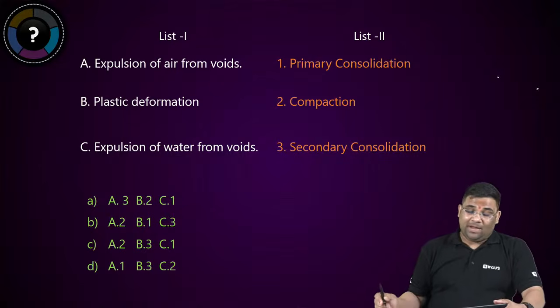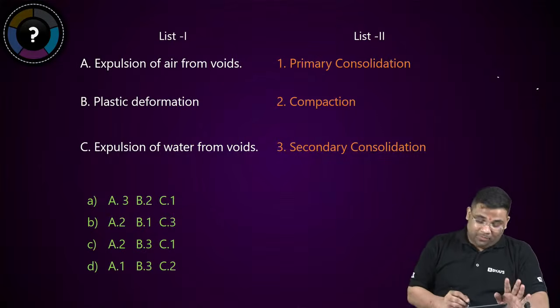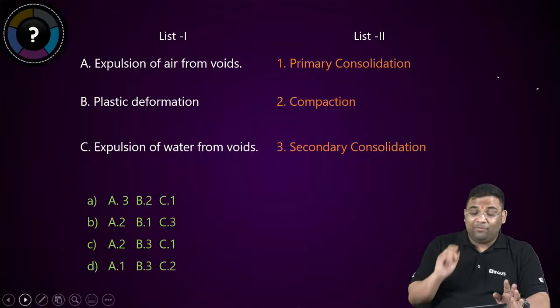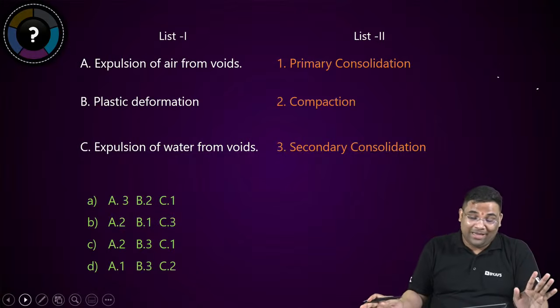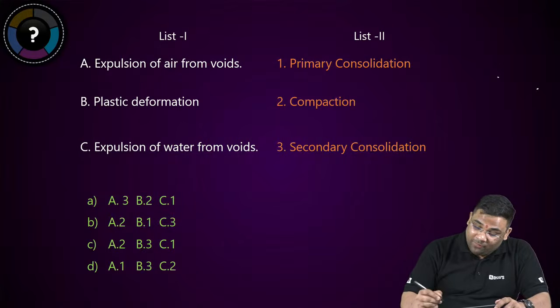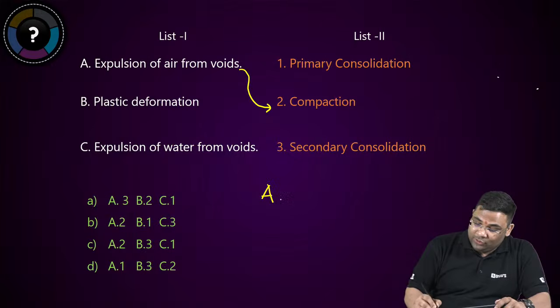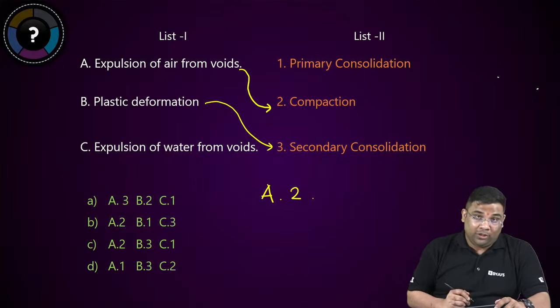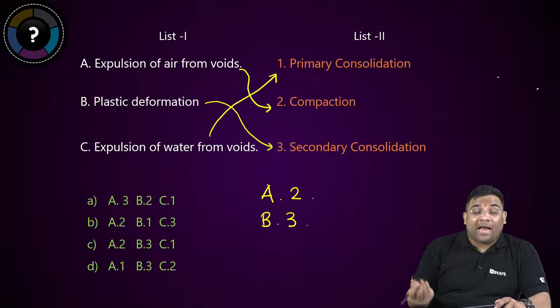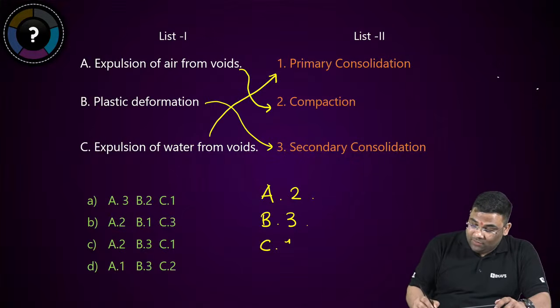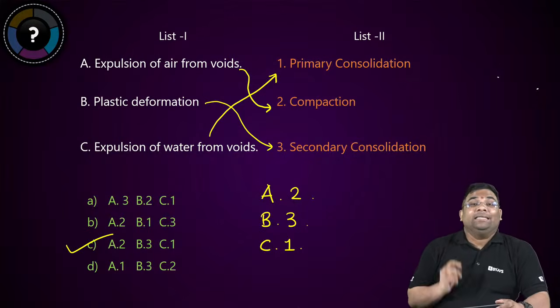Yeah, many students have answered it very correctly, okay? So from this simple slide you see, we framed one question. And they can ask you objective questions like this only, okay? So expulsion of air from voids, that is what? Compaction. So A is 2. Then plastic deformation is secondary consolidation. So B is 3. And expulsion of water from voids is what? Primary consolidation. So C is 1. So your right answer is C.